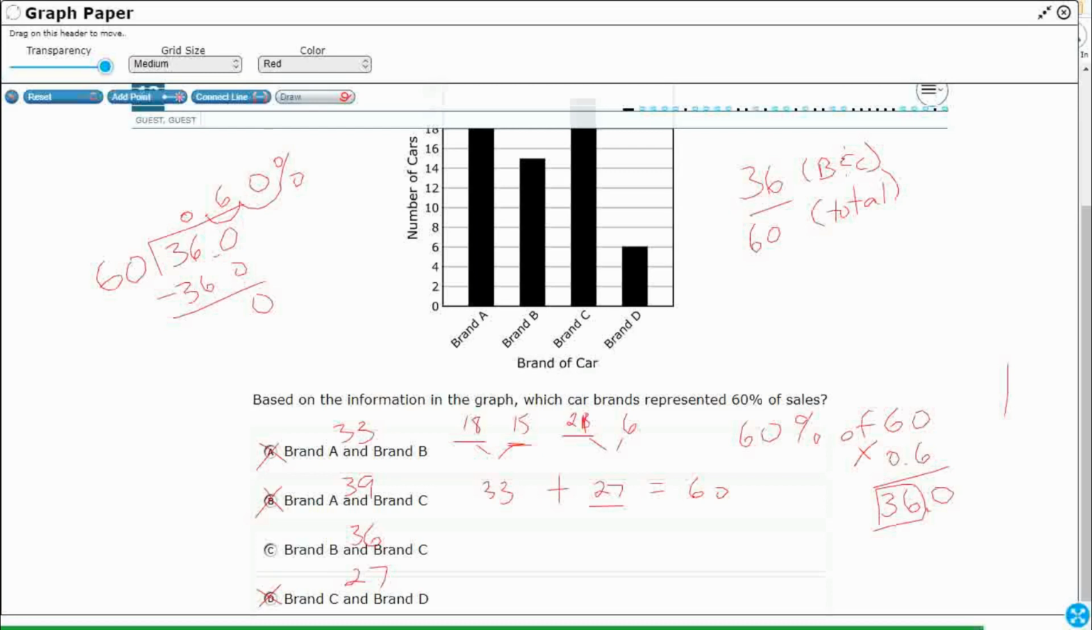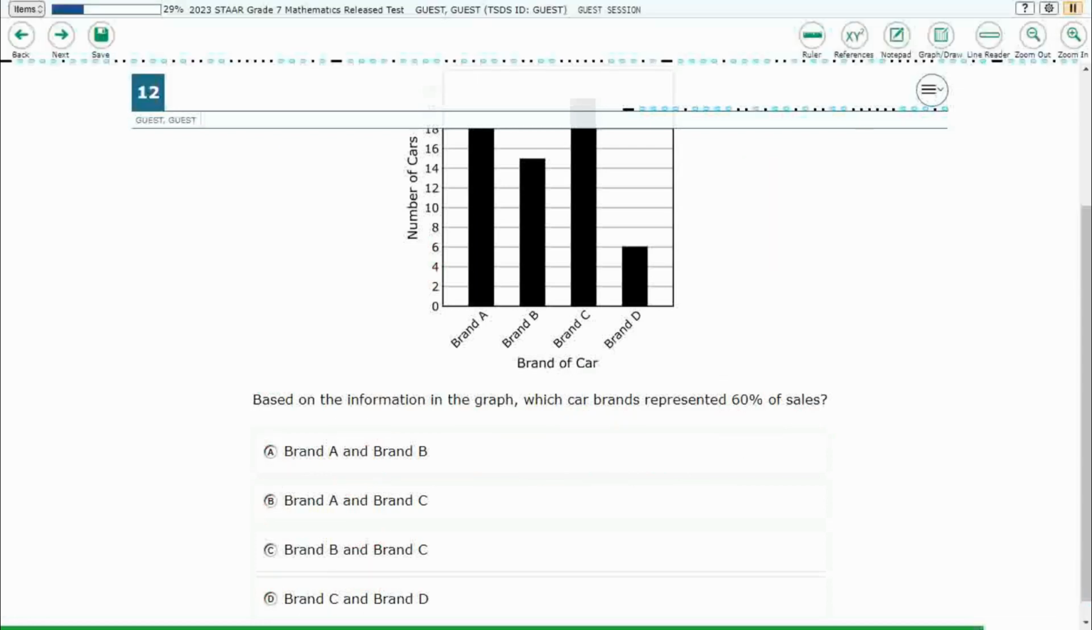Now, some of you might have seen this 36 over 60 and started simplifying, and if you did that, that's fine. The largest number that goes into both is going to be 6. 36 divided by 6 makes 6. 60 divided by 6 makes 10. So look at that. 6/10 equals 0.6, which equals that 60%. So we've triple checked it multiple ways, but it does look like brand B and brand C are going to represent 60% of my sales because that's 36 out of 60. And my answer here is C.